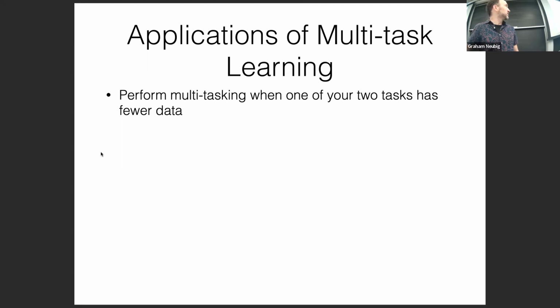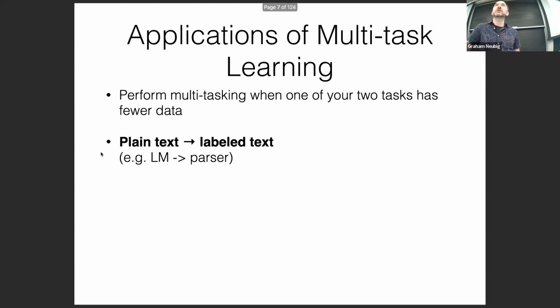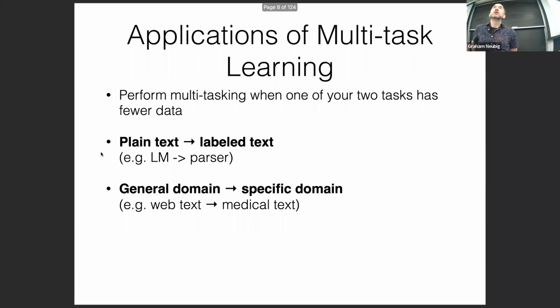So applications of multitask learning. We want to perform multitasking when one of the two tasks has fewer data than the other one. Plain text to labeled text is the one that I mainly talked about last time, where we're doing pre-training of a language model and applying it to some sort of thing where we need hand-labeled data, so it's not very easy to get lots of data.